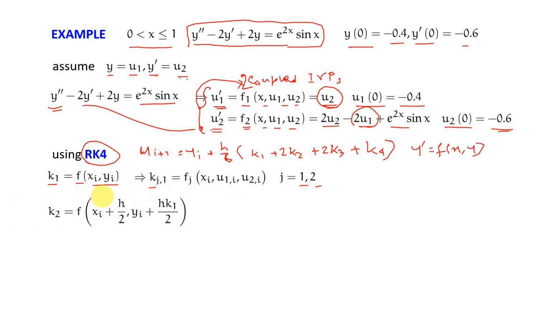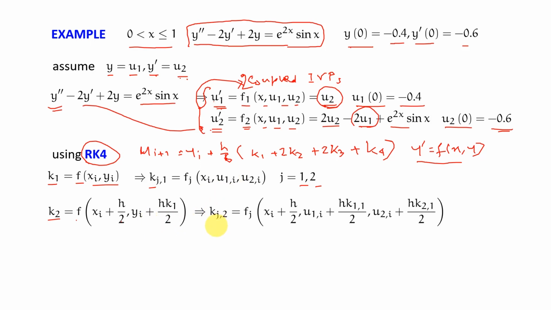Similarly, I know that k2 for this particular y prime equals f(x, y). I know that k2 is f(xi plus h by 2, yi plus h k1 by 2) in the usual fourth order RK. Now we want to bring in two equations, so we will have two k2s, and that is why we are writing kj2. J is 1 and 2: 1 for equation 1, 2 for equation 2. So this is our equation 1, and the second equation is our equation 2.